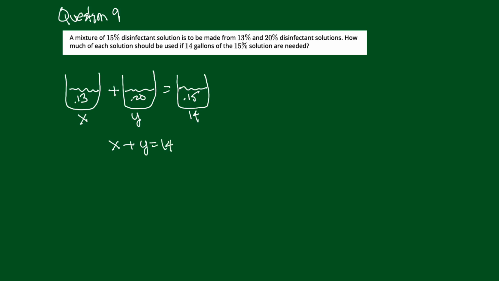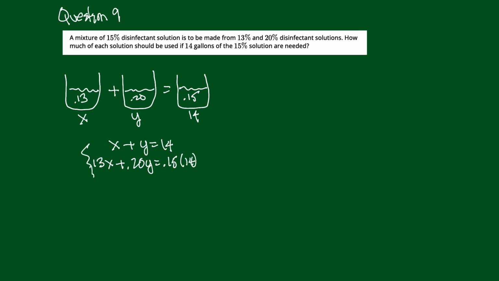And here's the other one. This is the percentages. 13% of X. So if I take 13% of X, add that to 20% of Y, oh, no, not 15% of Y, 20% of Y, right? You probably caught it. 20% of Y, that's equal to the 15% of 14 gallons.